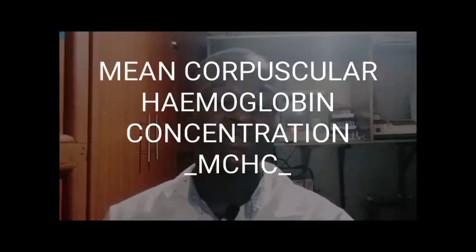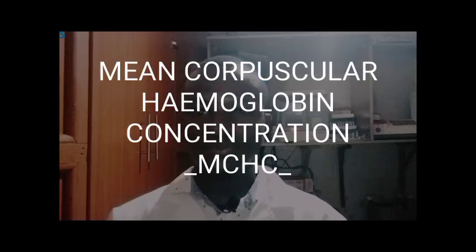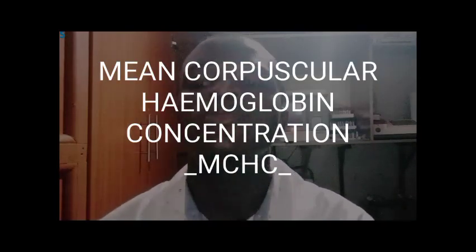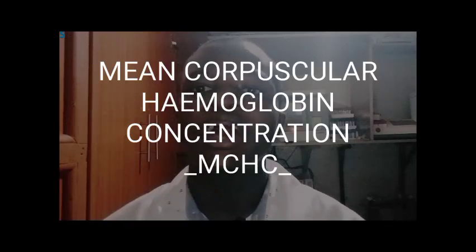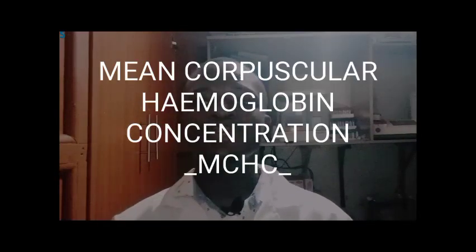MCHC. So when you are presented with a hemogram report, you'll see something called MCHC. So the MCHC is called the mean cell hemoglobin concentration of RBC. So we are still speaking of hemoglobin. We want to see the average amount of hemoglobin contained in an RBC. The reference range, of course, is 32 to 36 grams per deciliter.